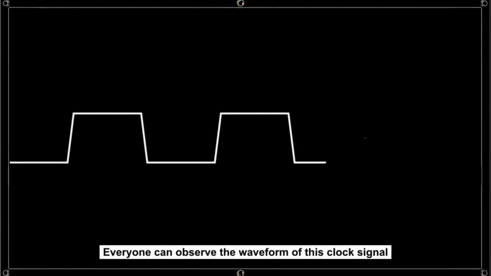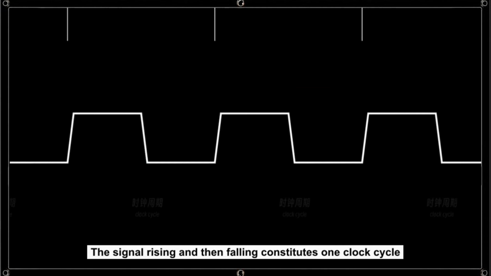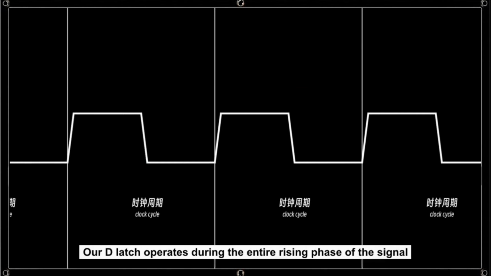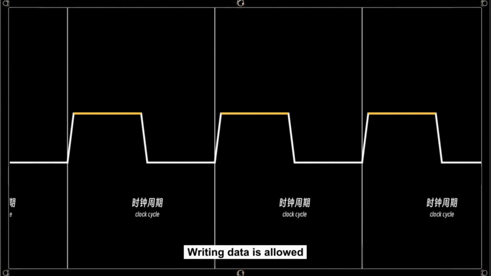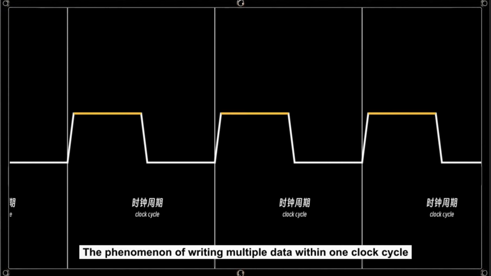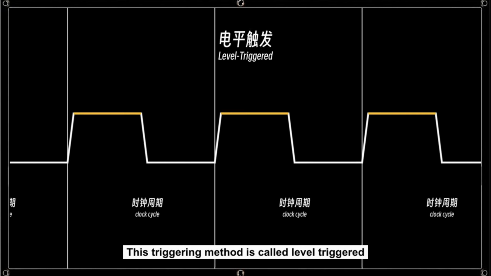Everyone can observe the waveform of this clock signal. The signal rising and then falling constitutes one clock cycle. Our D latch operates during the entire rising phase of the signal. That is, during this period, writing data is allowed. This will lead to the problem we mentioned earlier, the phenomenon of writing multiple data within one clock cycle. This triggering method is called level triggered. It will trigger as long as it is within this voltage range.